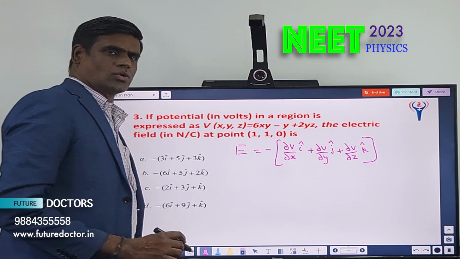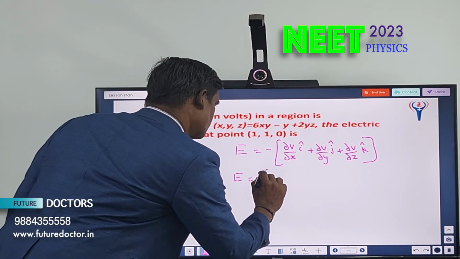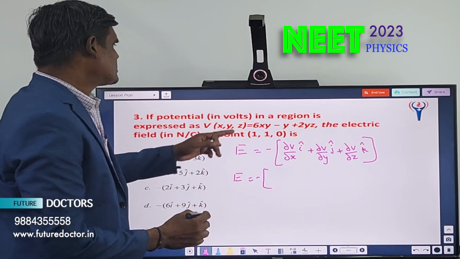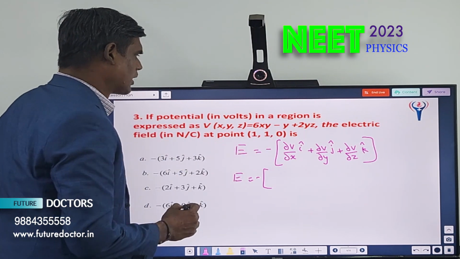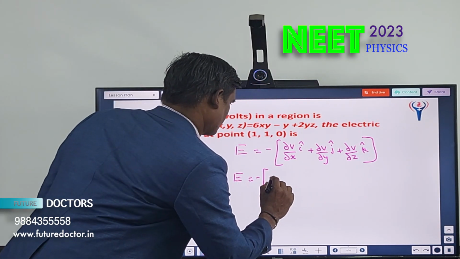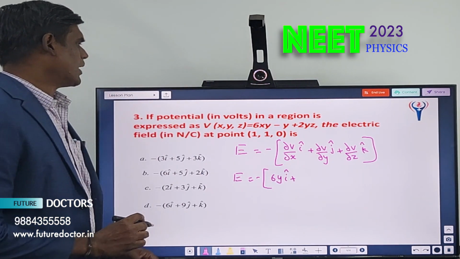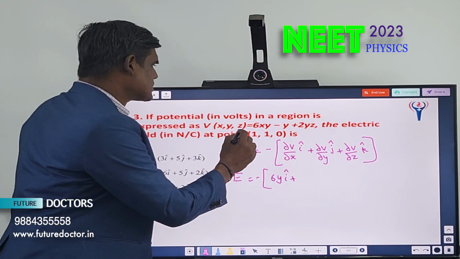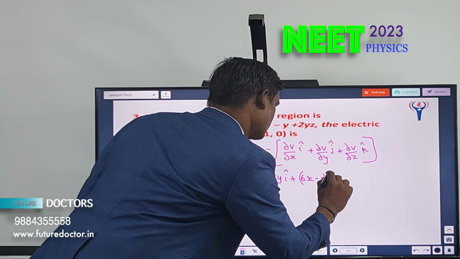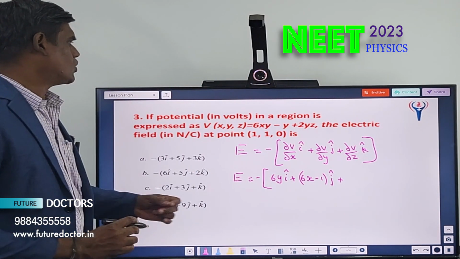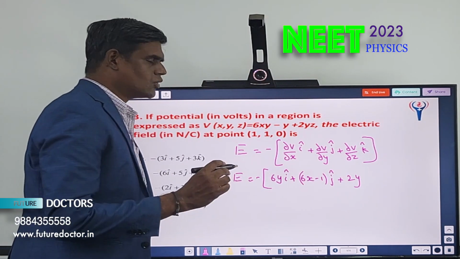What are i, j, k? They are unit vectors along the x, y, z axes. Then simplify this. E equals minus into dou V by dou x. V is 6xy minus y plus 2yz. To differentiate this, the only x term is 6xy. Differentiating that gives 6y into i cap, plus dou V by dou y. Dou V by dou y is 6x minus 1, so 6x minus 1 into j cap, plus dou V by dou z. That is just 2yz. If you differentiate, you will get 2y.